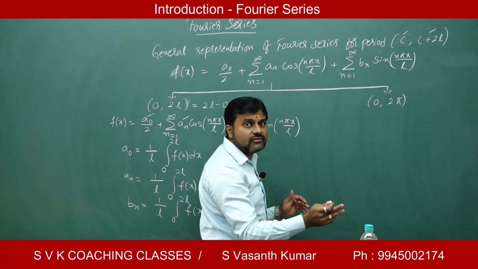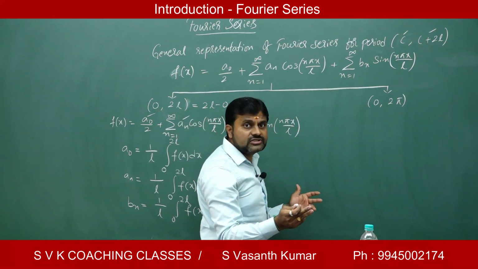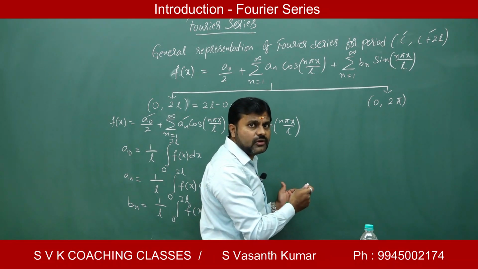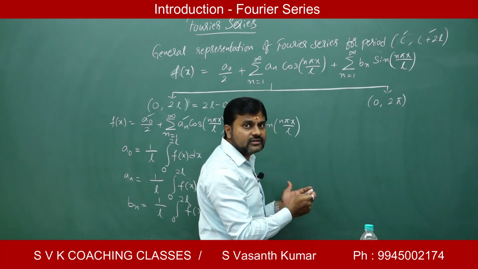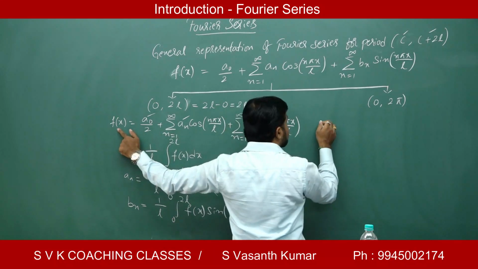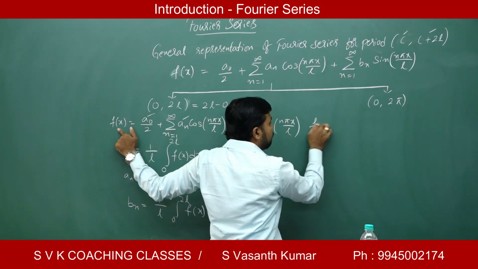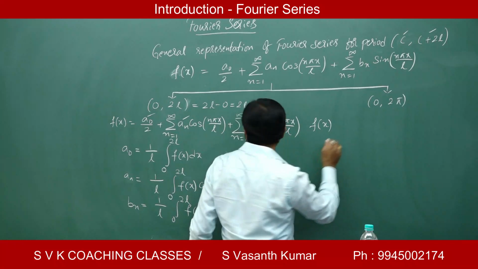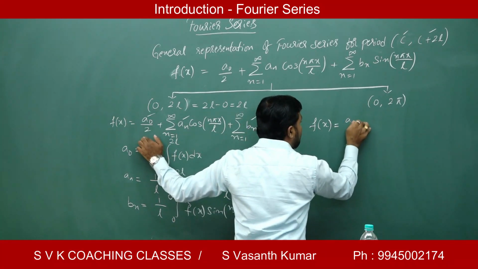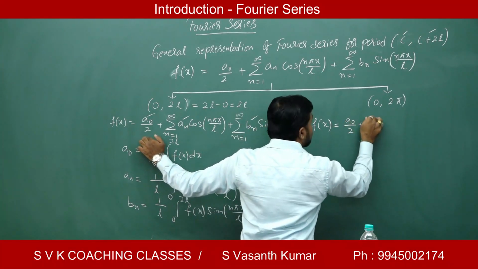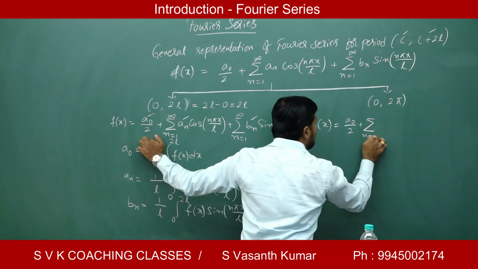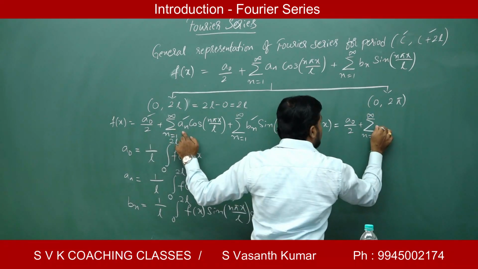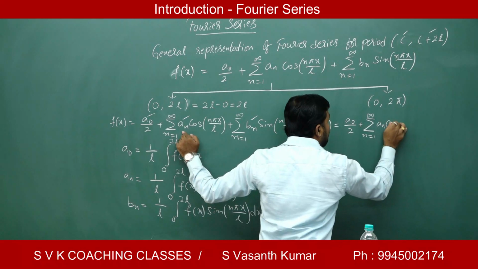Instead of L, we have pi. Just go on substituting, wherever you have L, substitute the value of pi. That's all you are going to get. So therefore, f of x is nothing but a naught by 2 plus summation n equal to 1 to infinity an cos.